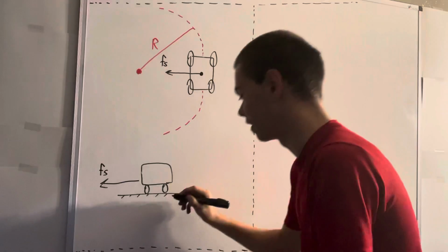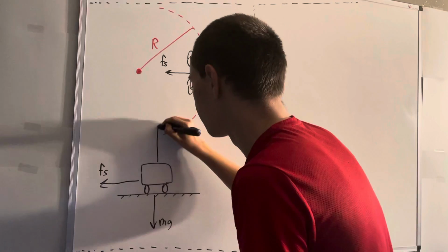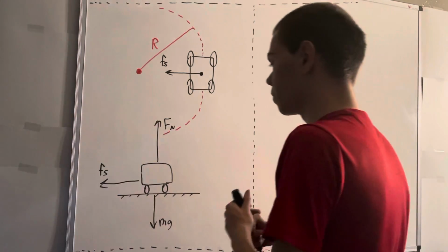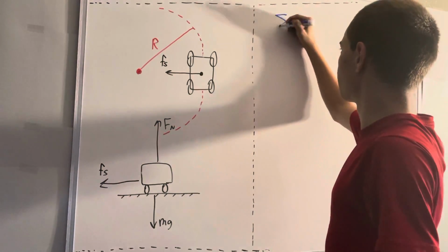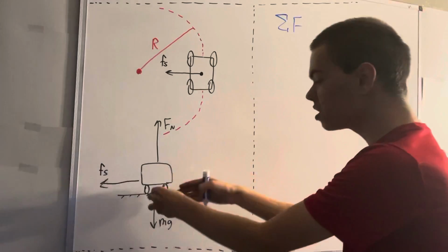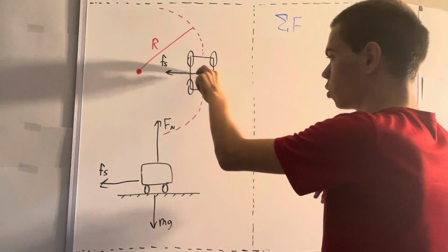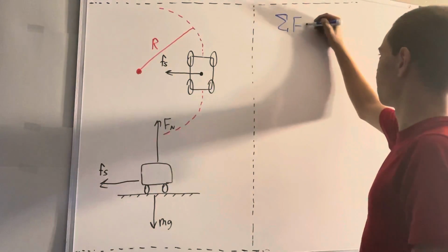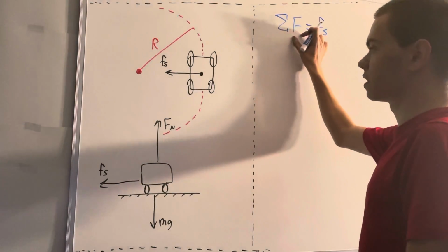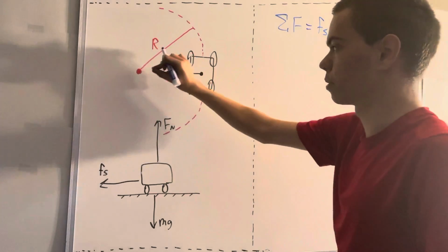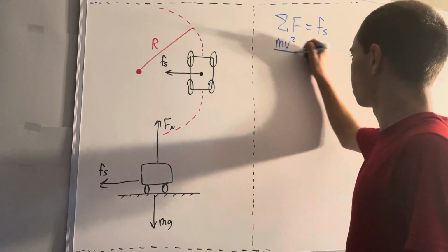Now we know other forces are acting on the car, right? For instance, the weight of our car and the normal force. But what we want to find is the net force acting on our car that causes our car to move in a circle. Well, the only force that's acting towards the center of the circle is just our static frictional force. So really, that's all we have. And of course, the net force acting on an object that makes the object move in a circle is centripetal force. So we know this is just going to be mv squared over r.